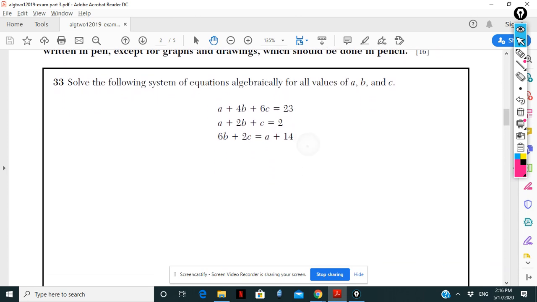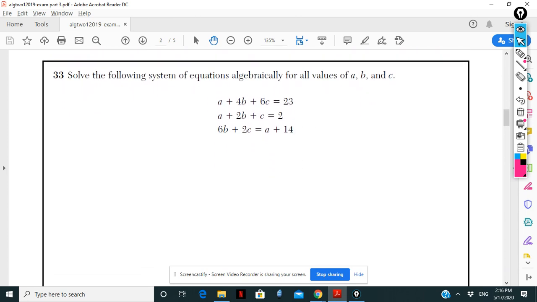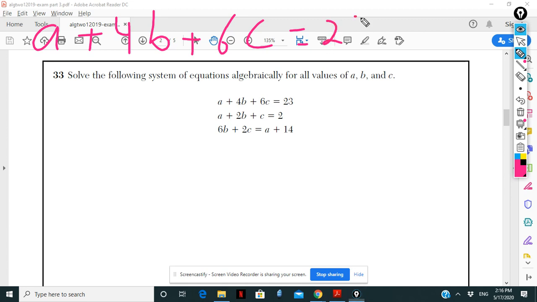Question number 1. Solve the system of equations algebraically for all of A, B, and C values. First, I have to write them in a way that I have all the variables. So I have A plus 4B plus 6C equal to 23. And I have A plus 2B plus C equal to 2.